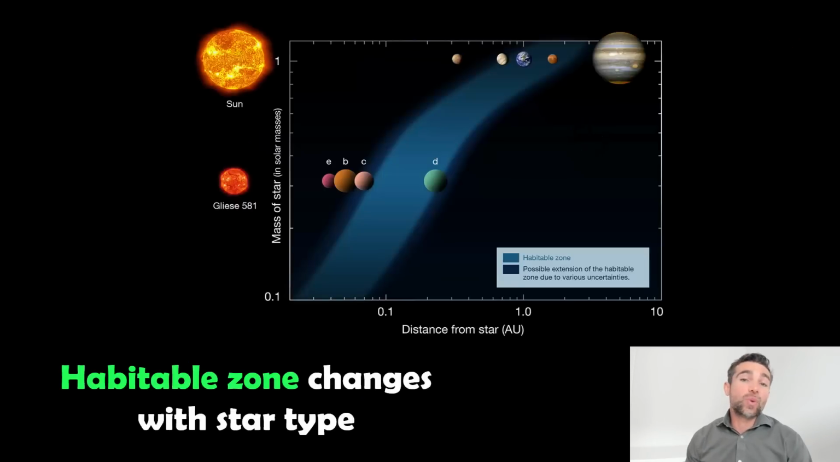And it does change with star type. Stars are not one size, one brightness, one mass. They do change. So here you've got an example of the sun and a red dwarf at the bottom with their planets orbiting. And the light blue band there is the habitable zone. And you can see with the red dwarf, it's actually closer. That's because it doesn't kick out as much energy, so the planets have to be closer in order to be habitable.